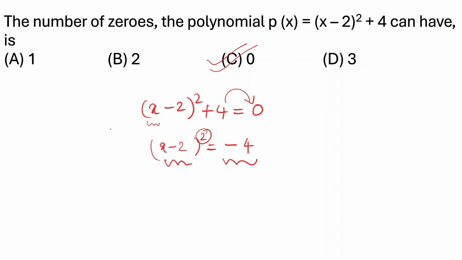I hope you understand. (x minus 2) the whole square is negative 4, and some number squared should not be negative 4. It should be that (x minus 2) the whole square is greater than or equal to 0. It should not be less than 0. So the answer is 0.